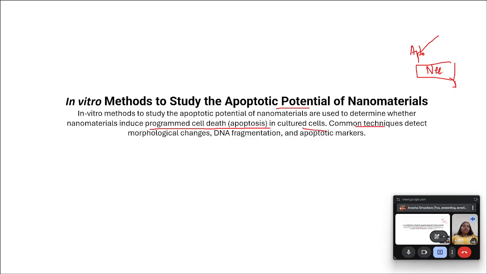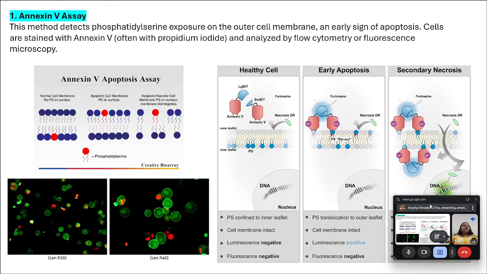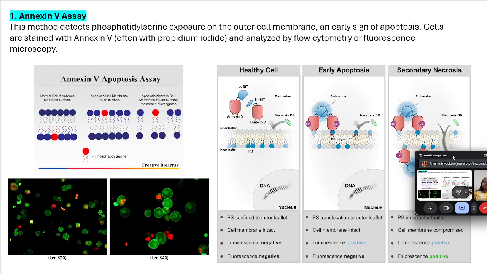In cultured cells, common techniques detect morphological changes, DNA fragmentation, and different apoptotic markers that come into the picture during apoptosis, which can be detected by different methods. Now let us see those methods one by one. So the very first one is the annexin V assay.